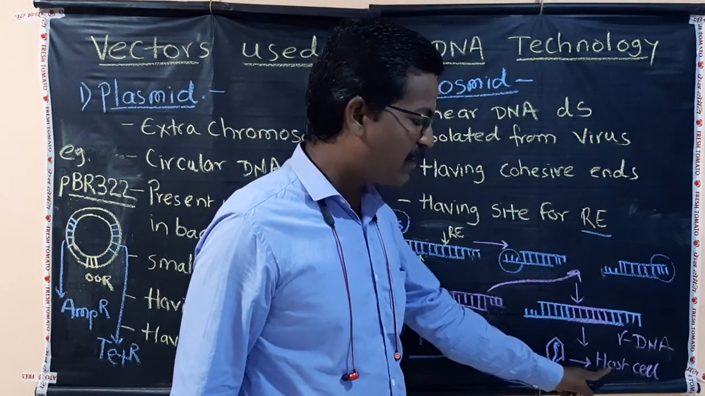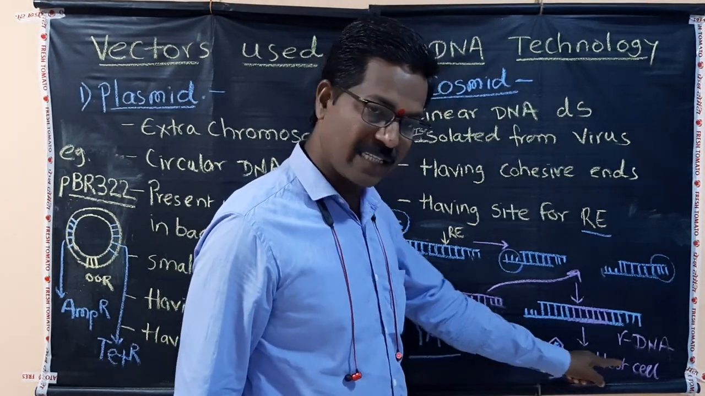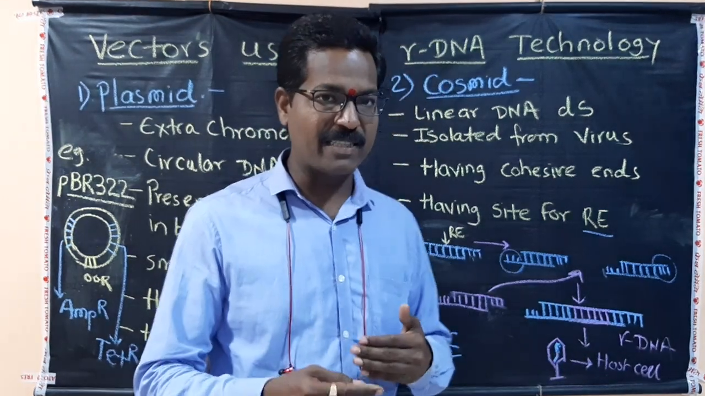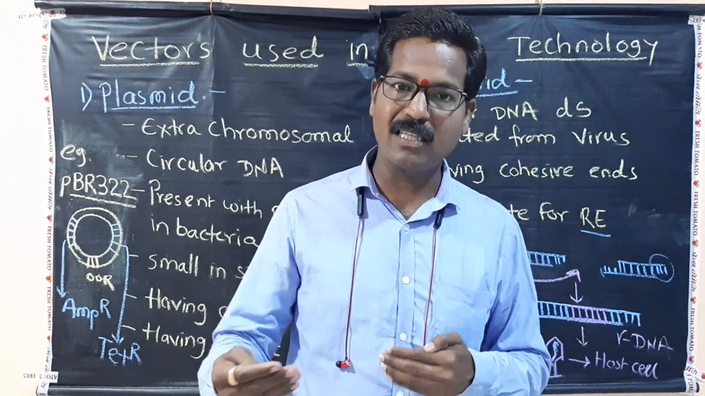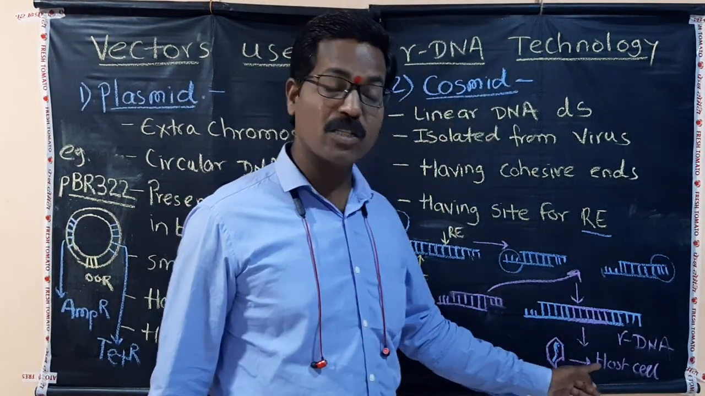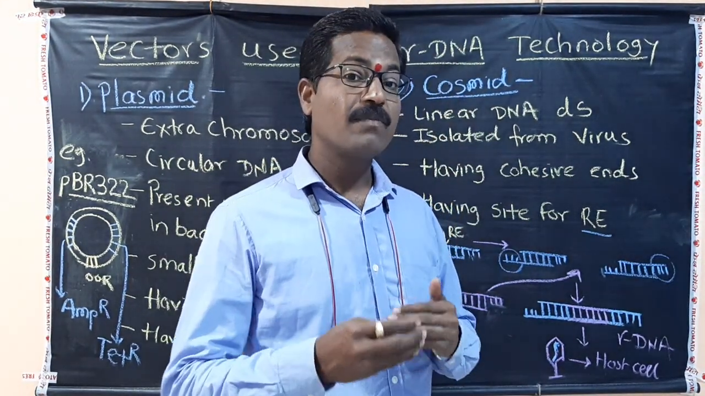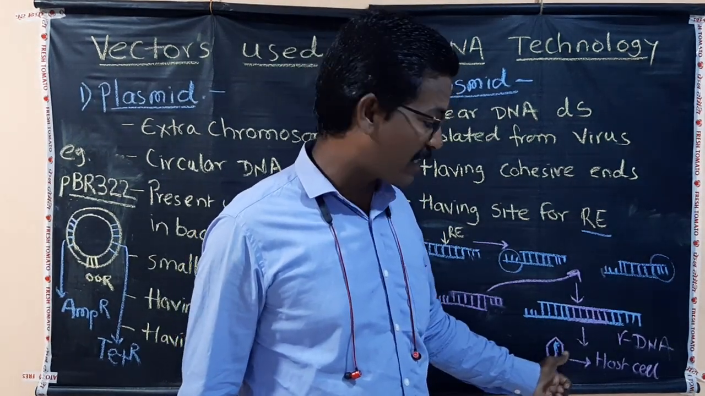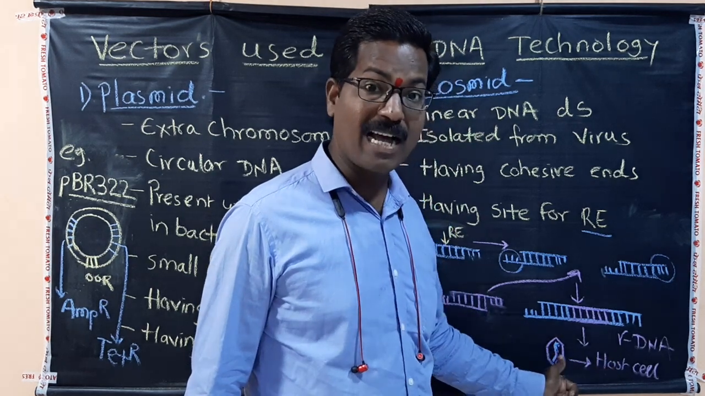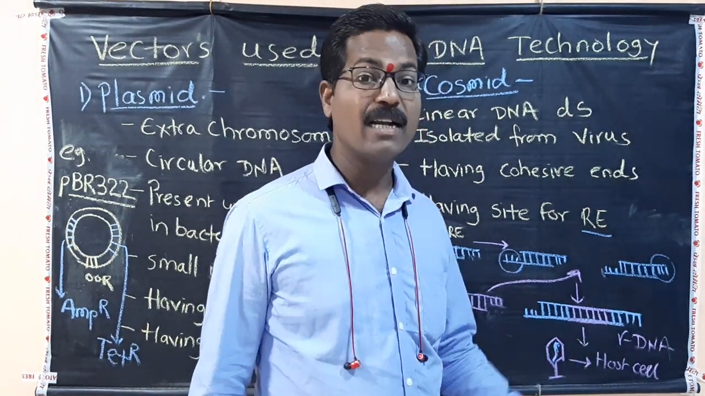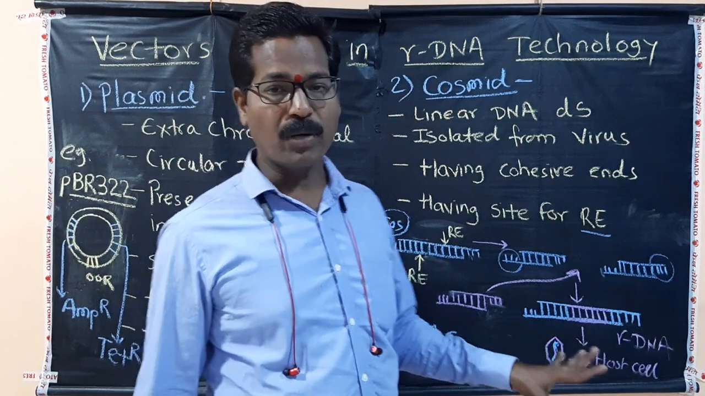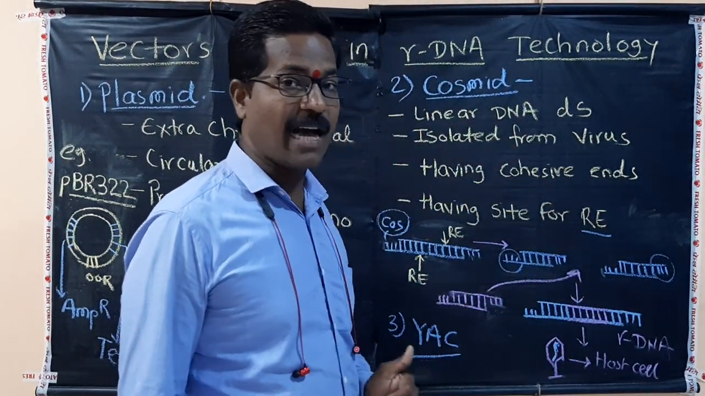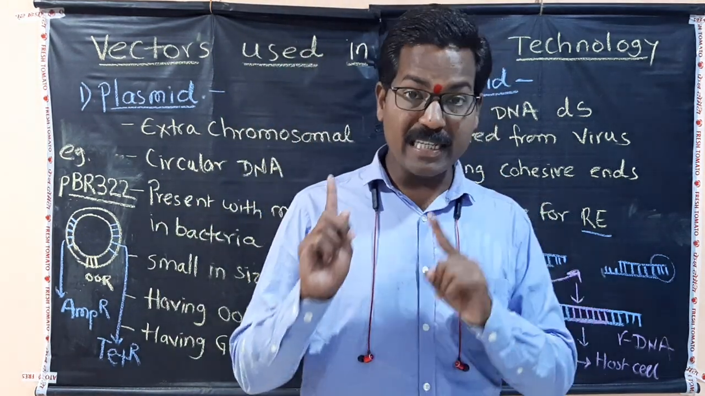When this bacteriophage infects a host cell, it releases this rDNA inside, and when the rDNA goes inside, it will start expression, that is replication, transcription and translation, in the host cell. This process is called transfection, the infection of the host cell by this vector, the virus. So this is how the cosmid works.